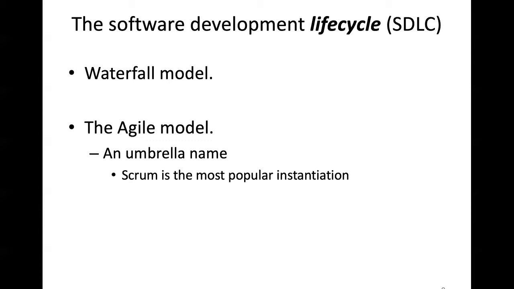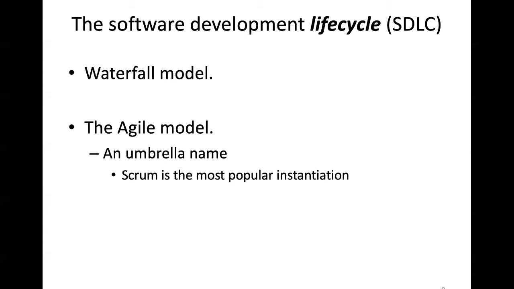And the Agile Model is just an umbrella name for a whole suite of alternative names, one being Scrum, Kanban is another one, and there are other ones as well. But we would just refer to it as the Agile model or the Agile life cycle when developing software.